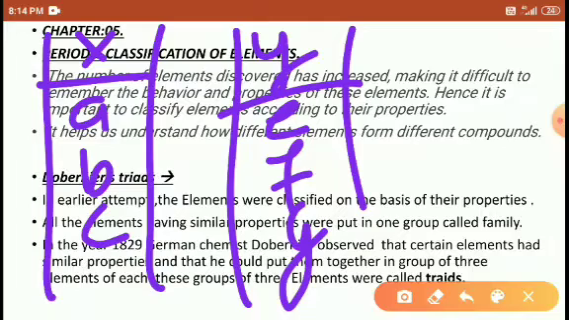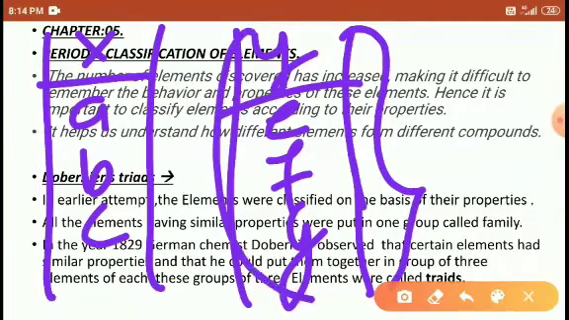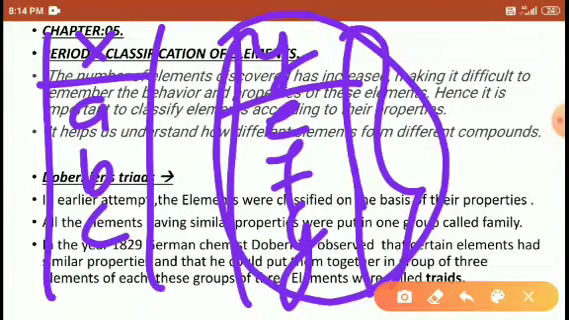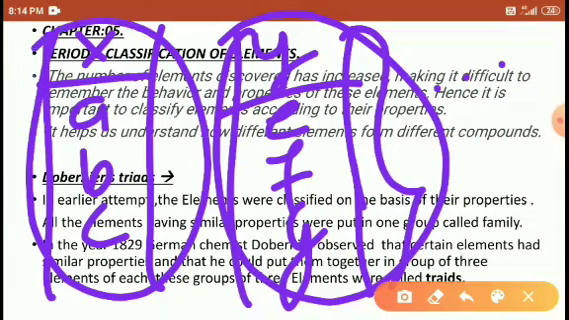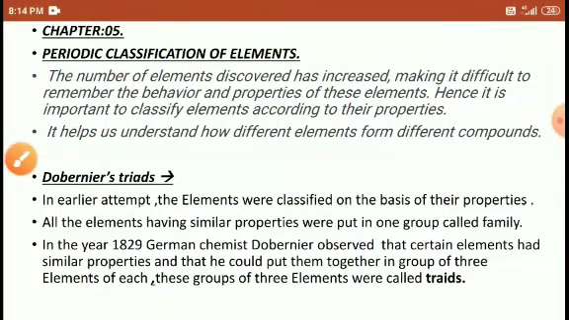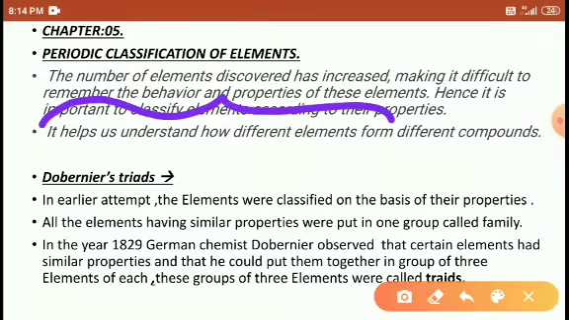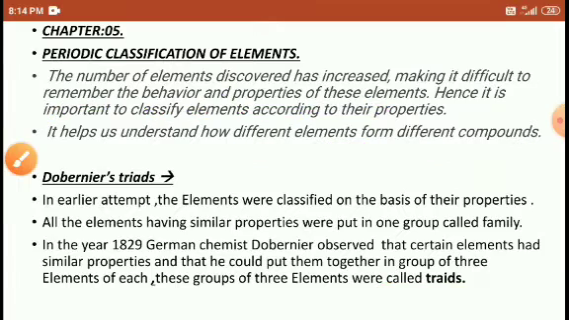If you classify the elements, then through this table we can easily determine which groups of elements show similar chemical properties. Right, friends? That is why we want to classify the elements. It is very helpful to understand how different elements form different compounds. Right, friends? I hope you understood.